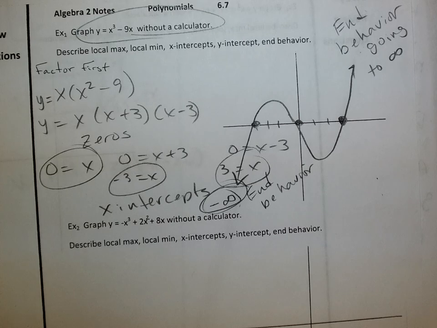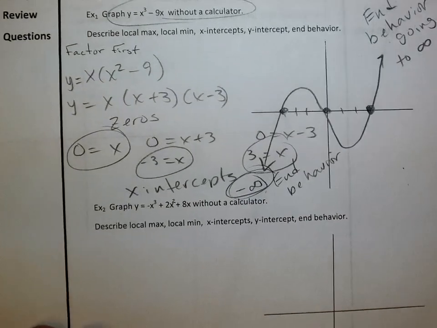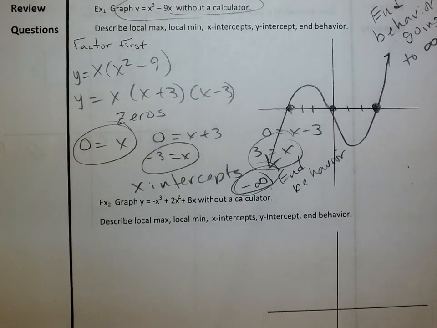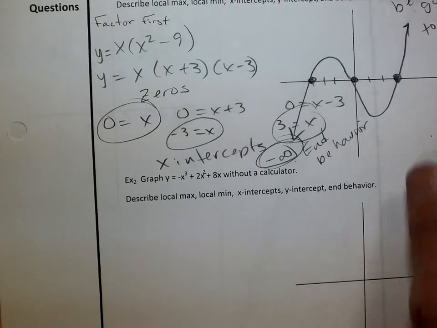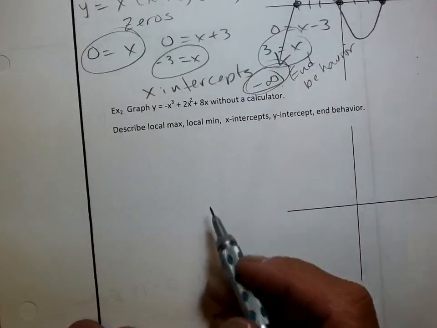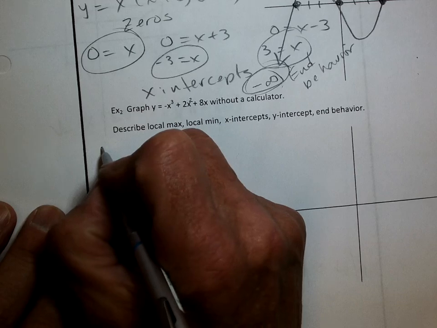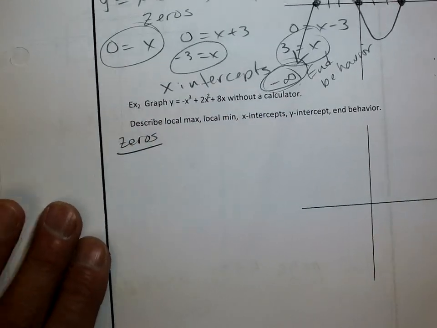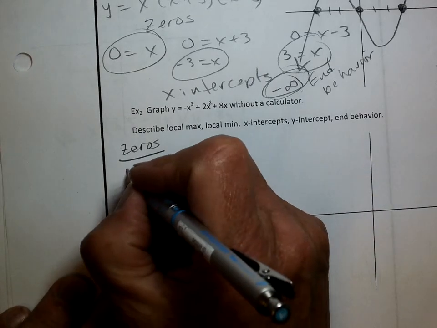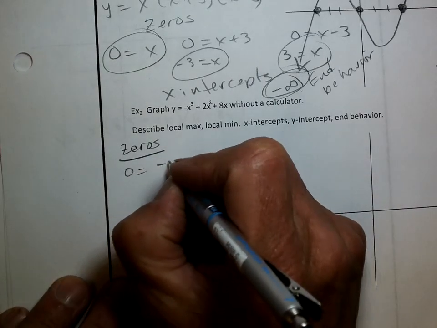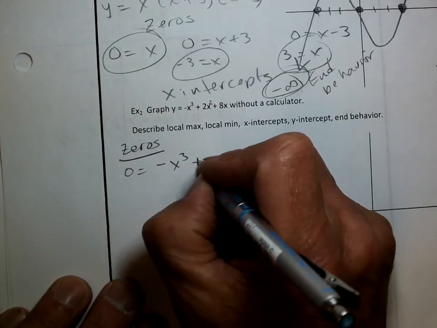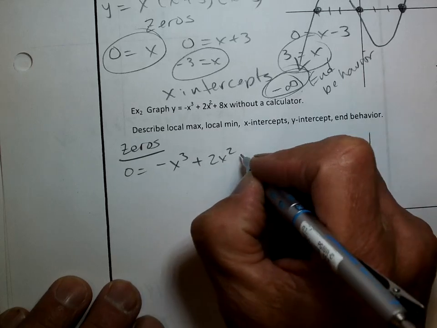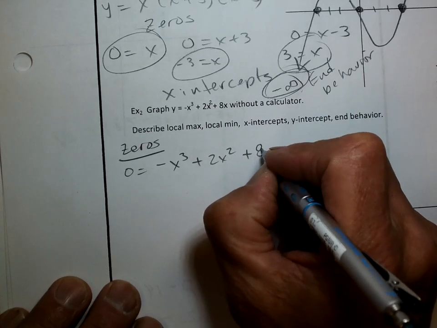Okay. Good. Let's look at number 2, okay? So number 2, it says without a calculator. We can do this without a calculator, we can. So first of all, let's find the zeros first. So I set it equal to 0: negative x cubed plus 2x squared plus 8x, okay?